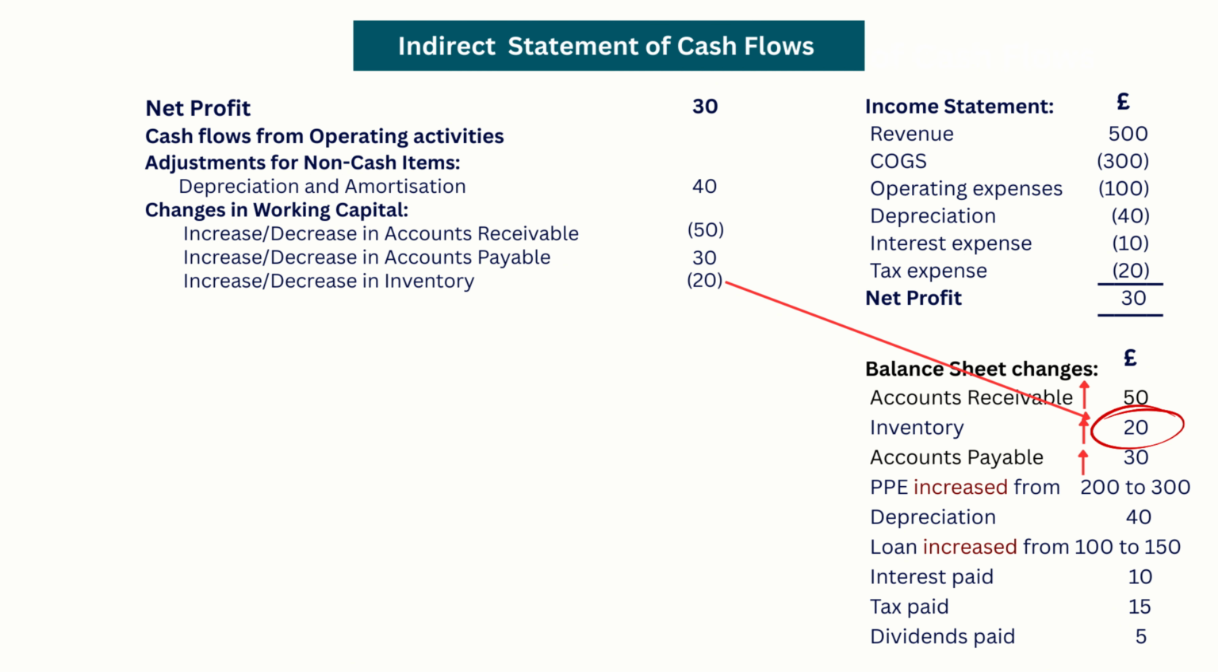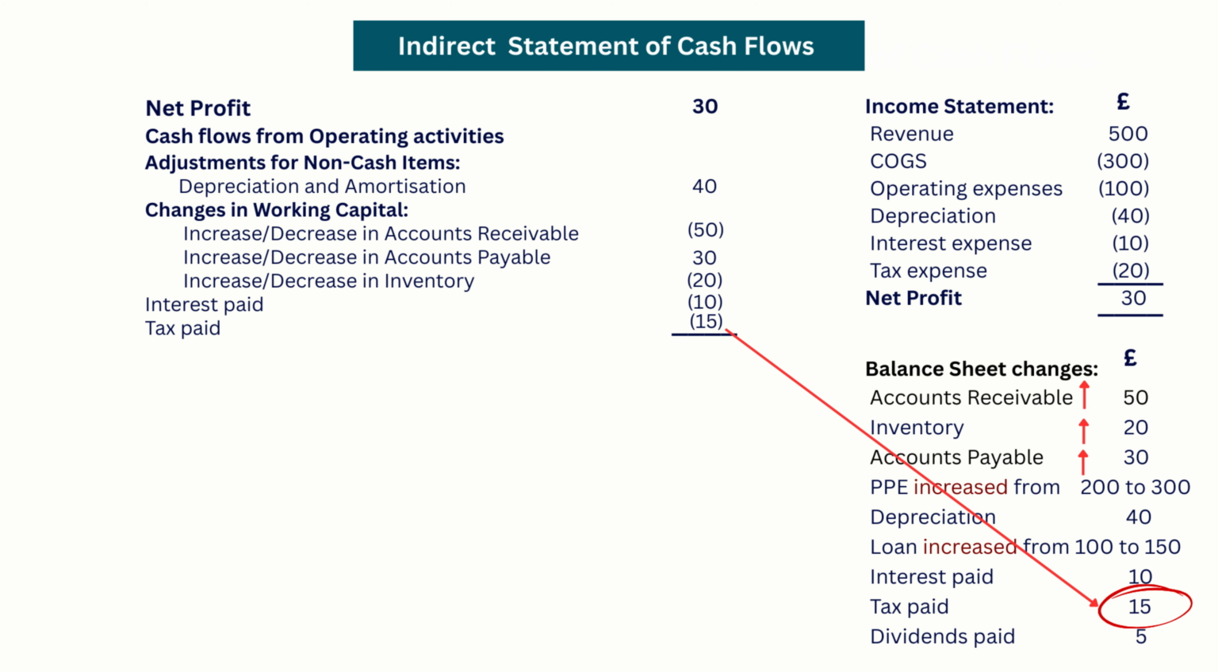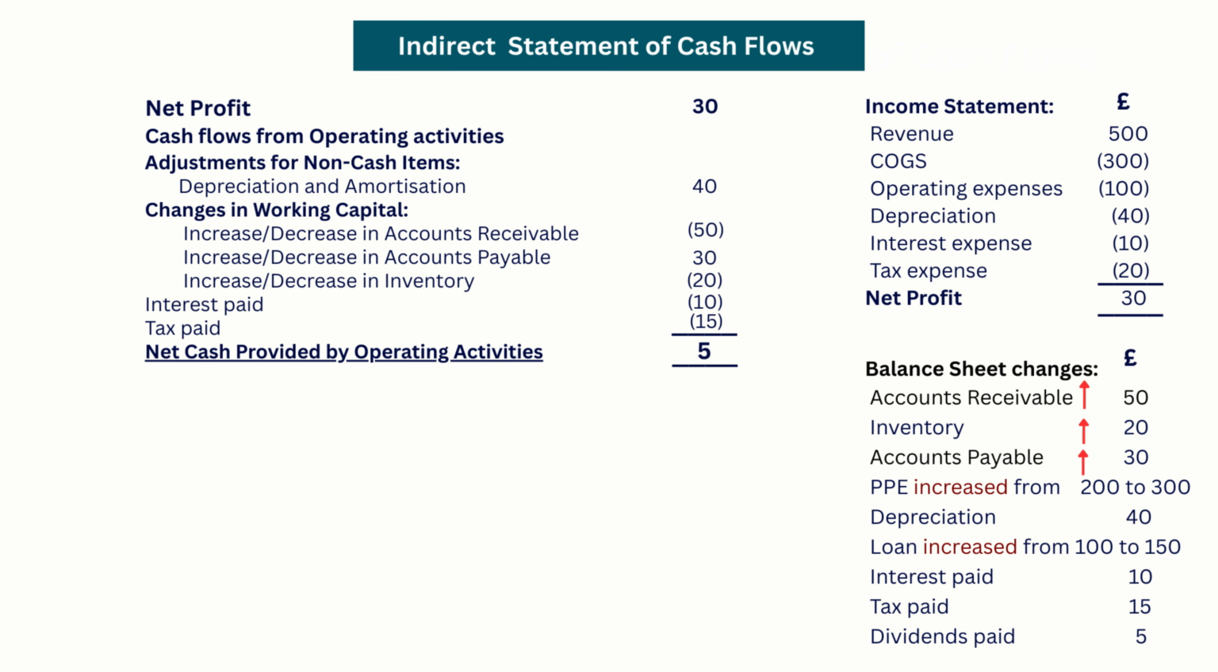Inventory increased by 20. Inventory increase means we bought more goods than we sold, so cash left the business. We subtract 20. Interest paid is 10 and tax paid is 15. Notice, the company made 30 profit, but only generated 5 in operating cash. That's because cash is tied up in receivables and inventory.